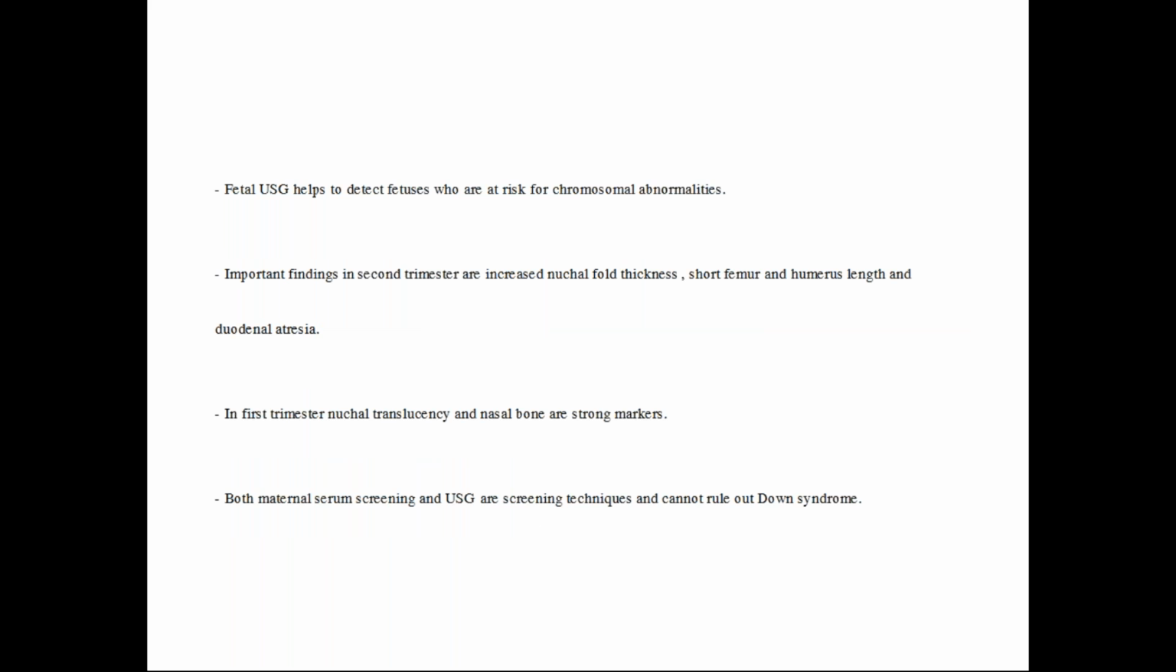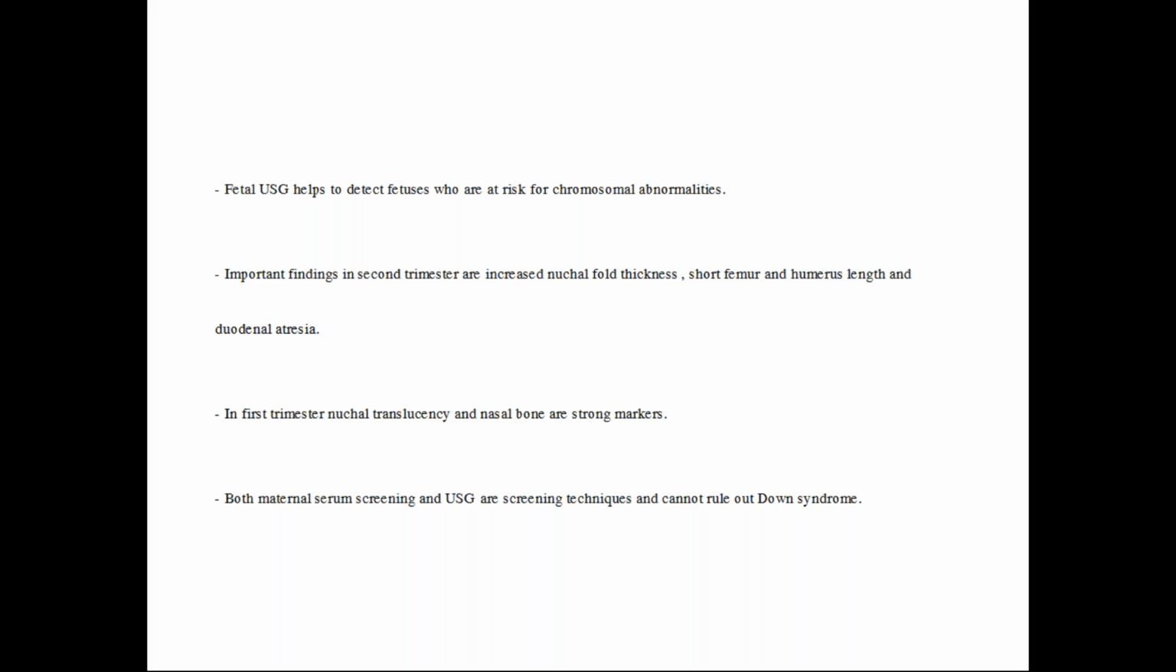So fetal ultrasound helps to detect fetuses who are at risk of chromosomal abnormalities. Important findings in the second trimester are increased nuchal fold thickness, short femur length and humerus length, and duodenal atresia. In the first trimester, nuchal translucency: look for the NT scan. You will go for a nuchal translucency scan and see whether the nasal bone is present or not.